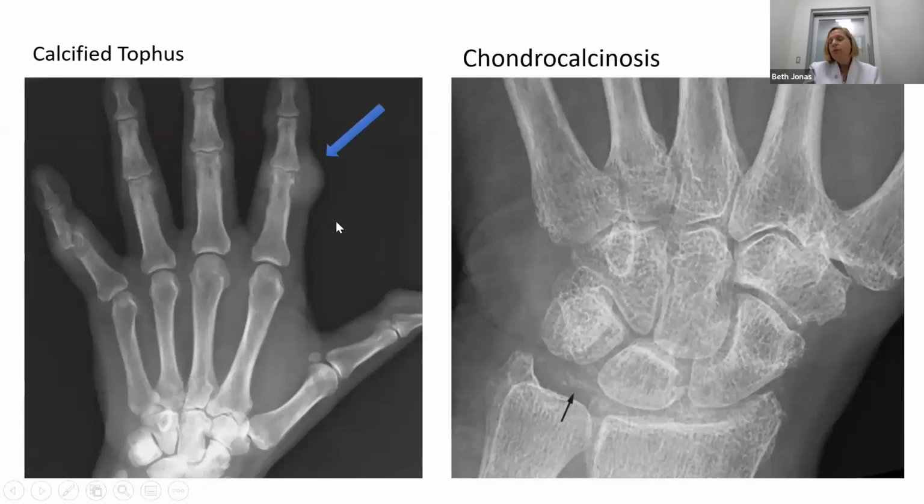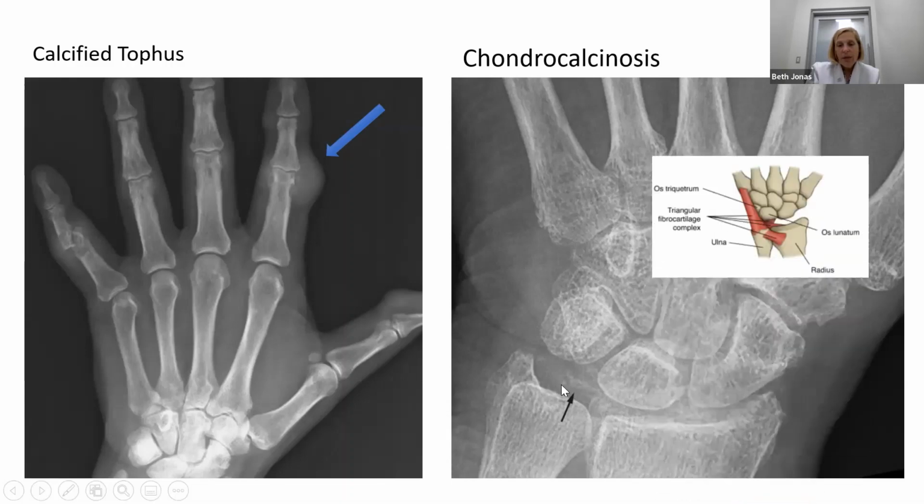So on the left, we can see again this lumpy, bumpy, soft tissue swelling, and then this tophus, which has been calcified, that you can see here. I'll also point out that there's some swelling here in the fifth PIP, and there is an erosion of bone there. That's pretty characteristic of gout, but we're getting ahead of ourselves a little bit. On the right, you can see this area of chondrocalcinosis.